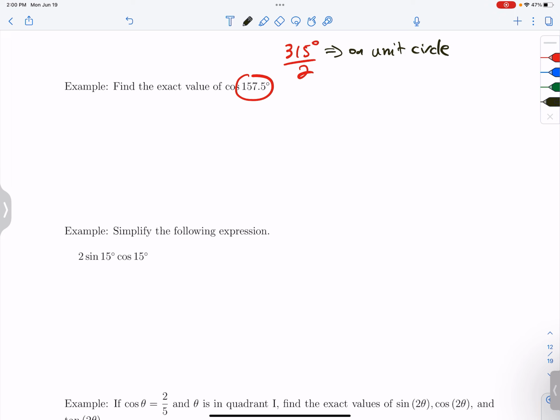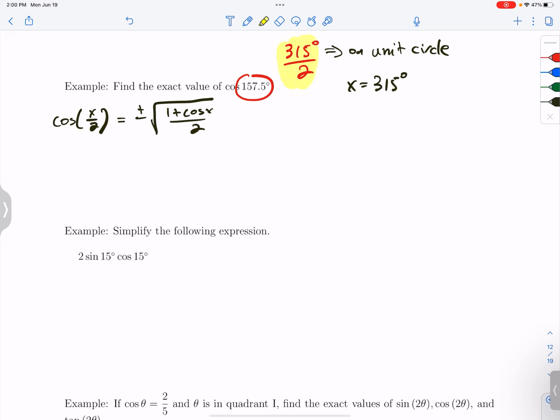So we're going to say that our x value here is 315 degrees. So when we put this into the formula, cosine of x over 2 is equal to, well, our formula from up above was plus or minus the square root of (1 plus cosine of x) divided by 2. Again, we want to come up with this fraction so that the numerator is a value on the unit circle, because we can evaluate that easily. All right, so plugging this in, cosine of 315 divided by 2.